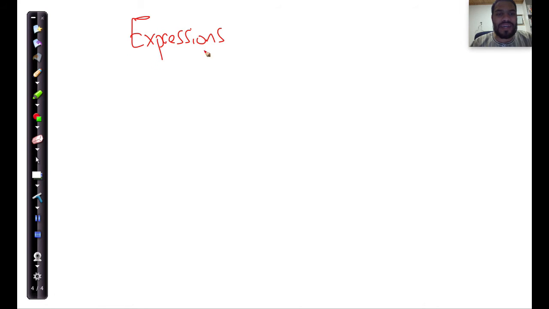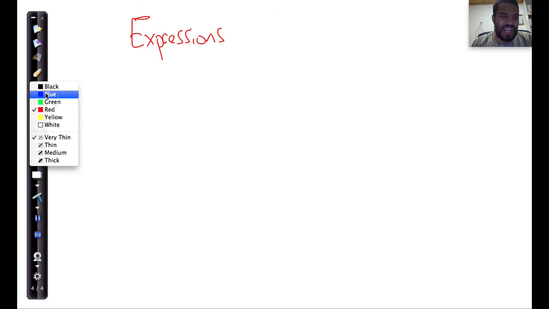Simplifying one-term expressions. So we're looking at expressions. Remember, expressions do not contain an equal to sign, and we're considering ones that only have one term. I'm going to bring up a few examples, and then I'm going to tell you how we solve these types of expressions.